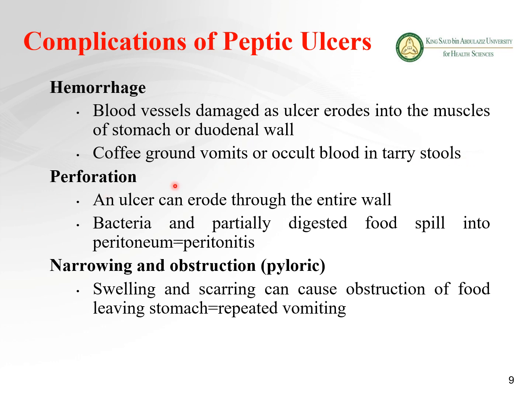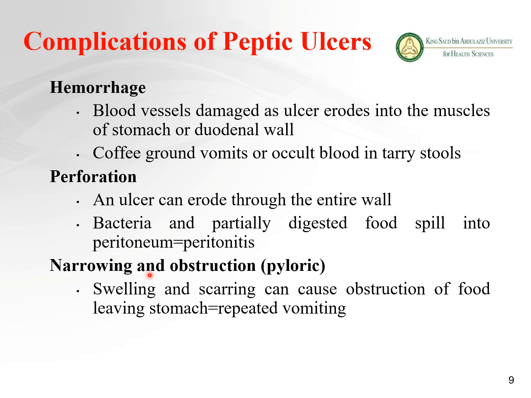Perforation. In extreme cases, the entire wall of the stomach will be eroded. The ulcer erodes the entire wall of the stomach, and then bacteria and partially digested food spill into the peritoneum, the internal cavity of the abdomen, and that will lead to peritonitis.